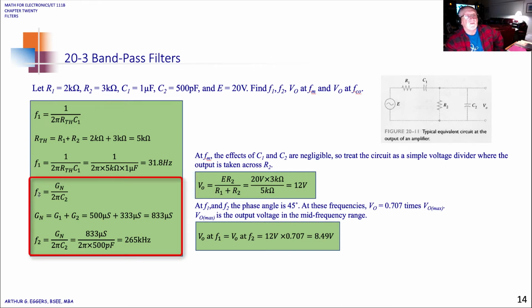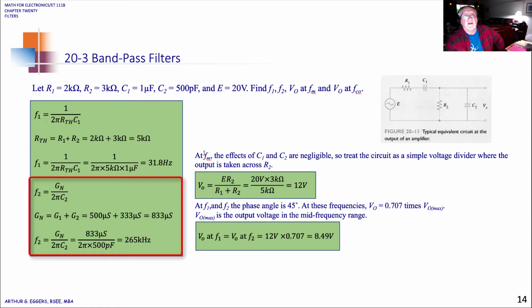Then we solve for the second cutoff frequency using the Norton's equivalence of conductance divided by 2 pi of capacitor 2. Okay, so the first thing we need to do is calculate G Norton. So G Norton then becomes the sum of the two conductances, G1 and G2, which gives us 833 microsiemens. F sub 2 then equals the quotient, G Norton divided by 2 pi C2, and we get a cutoff frequency of 265 k ohms. Okay, so you can see there's quite a range there, from 31.8 hertz out to 265,000 hertz.